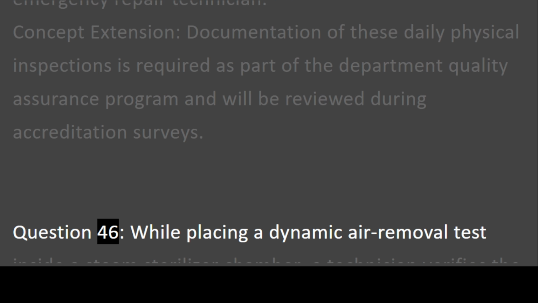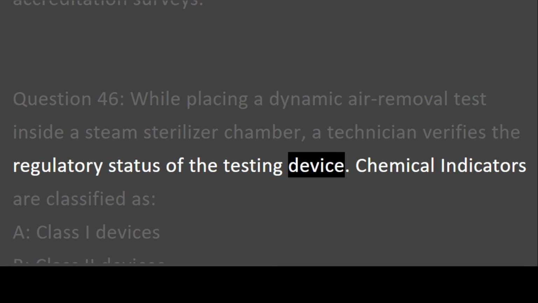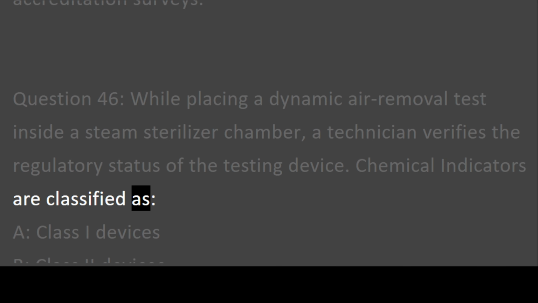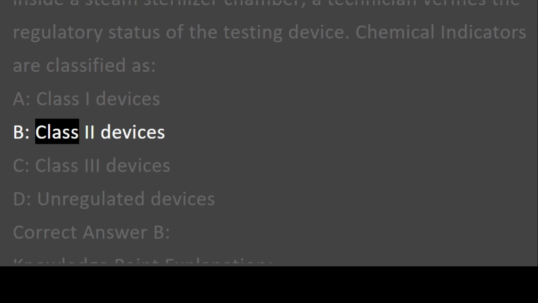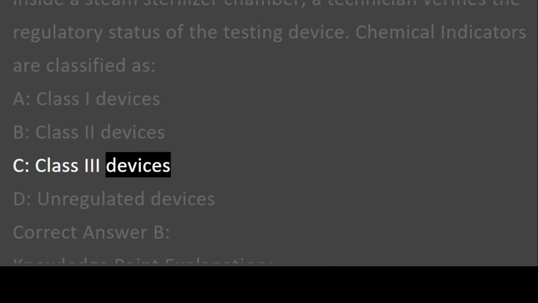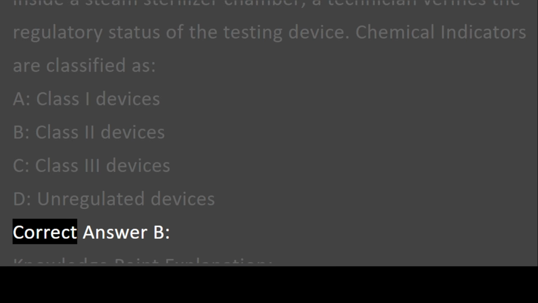Question 46. While placing a dynamic air removal test inside a steam sterilizer chamber, a technician verifies the regulatory status of the testing device. Chemical indicators are classified as A. Class 1 devices, B. Class 2 devices, C. Class 3 devices, D. Unregulated devices. Correct answer B.